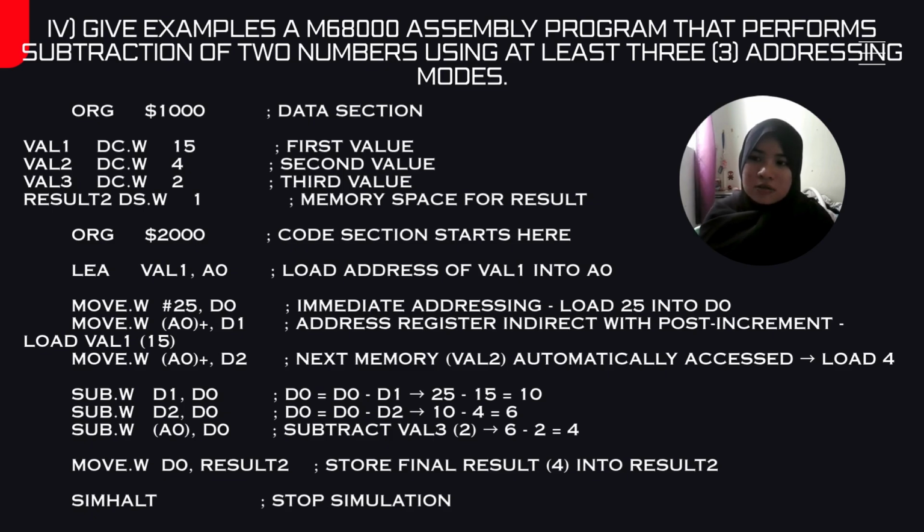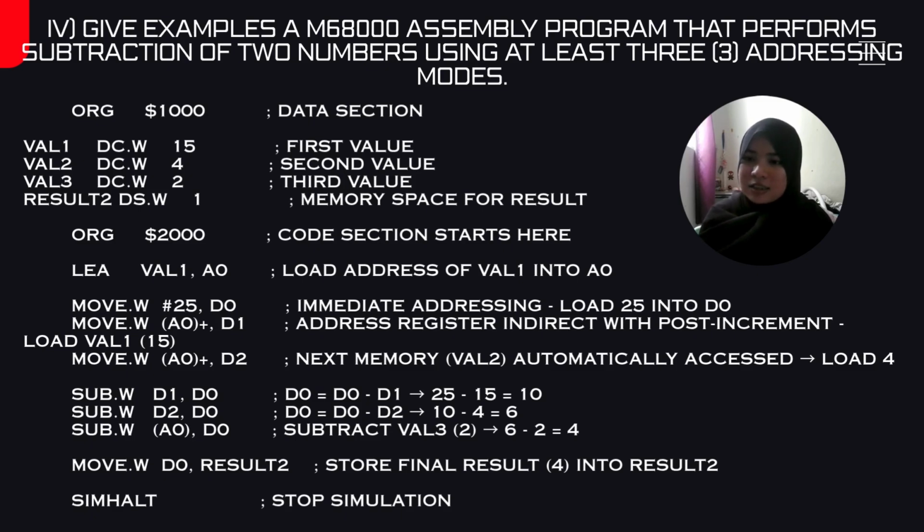Okay, so now the subtraction starts. The subtraction is subtract D1 from D0. So D0 equal to 25 minus 50 equal to 10. The next instruction is sub.w D2 D0. Okay, so D0 equal to 10 minus 4 equal to 6.